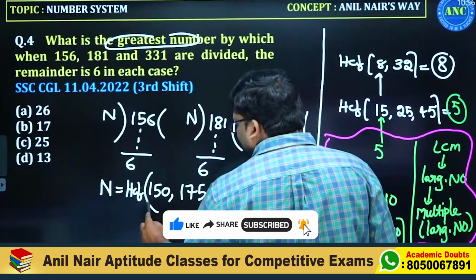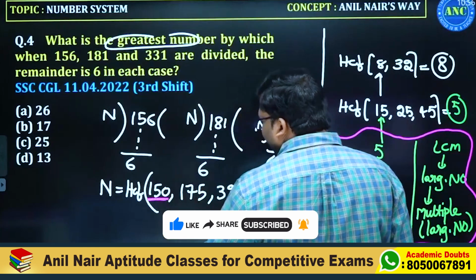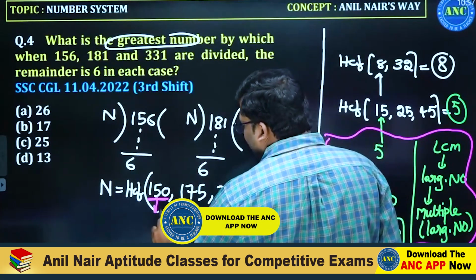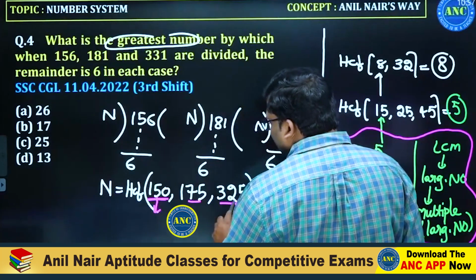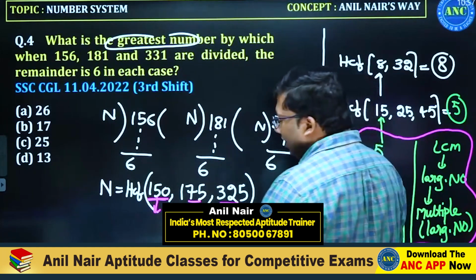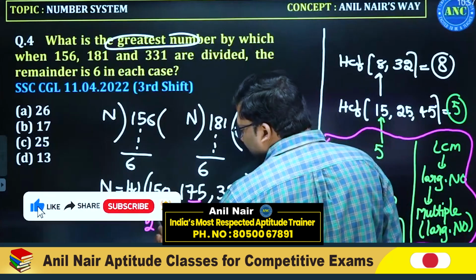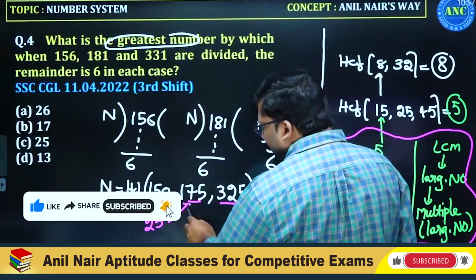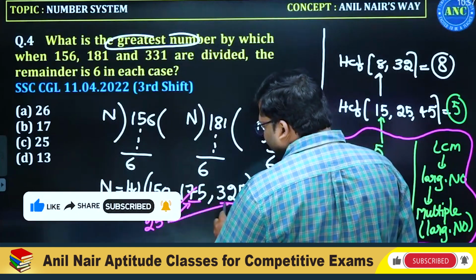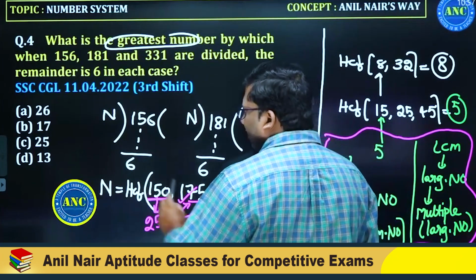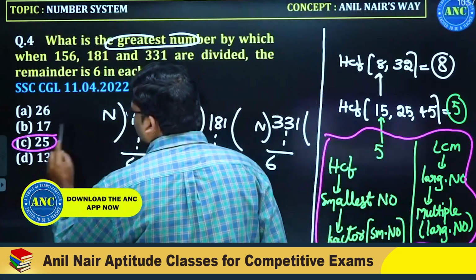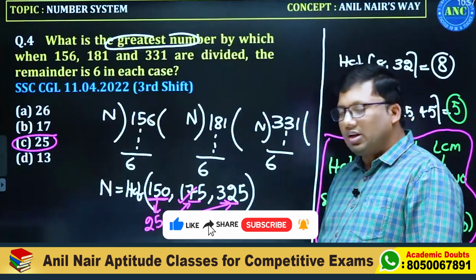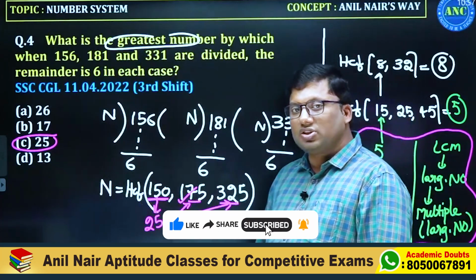The smallest number for the HCF is 150. 150 is not dividing 175. Here 175 is an odd number, and 325 is an odd number, so 50 I will not take, but 25. 25 sevens are 175, dividing. 25 thirteens are 325, dividing. The answer for this question is 25.